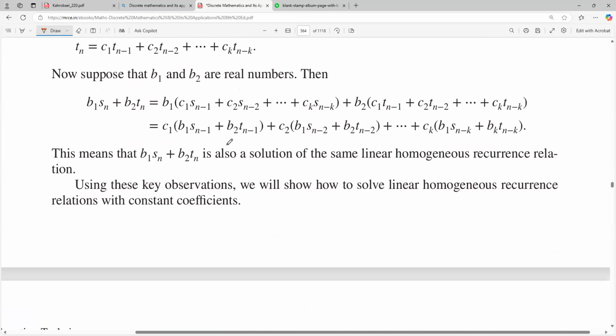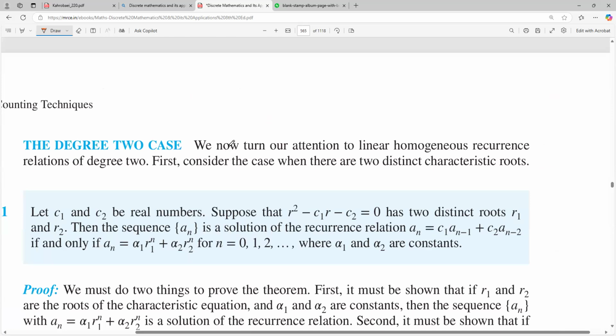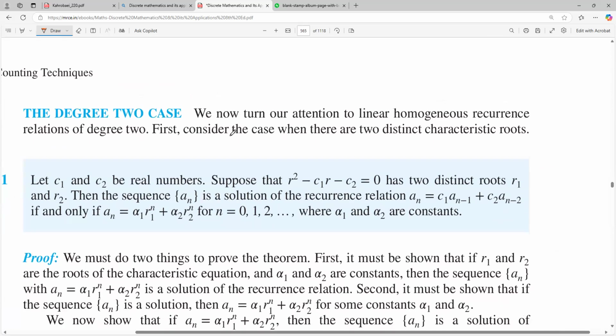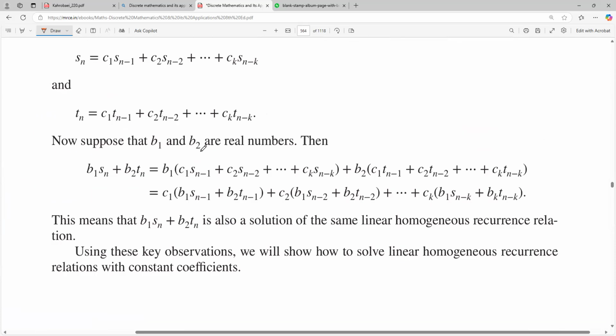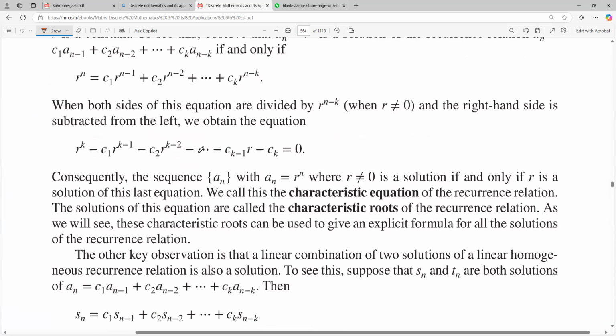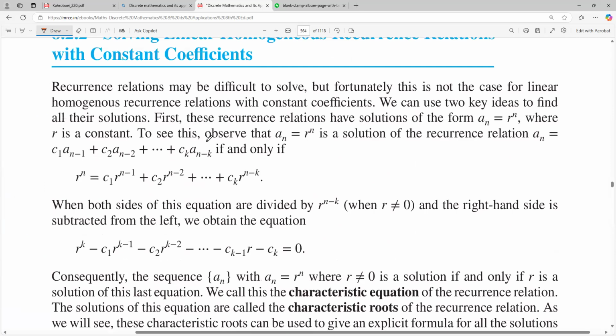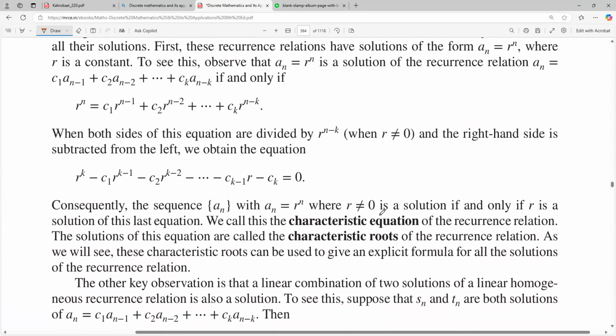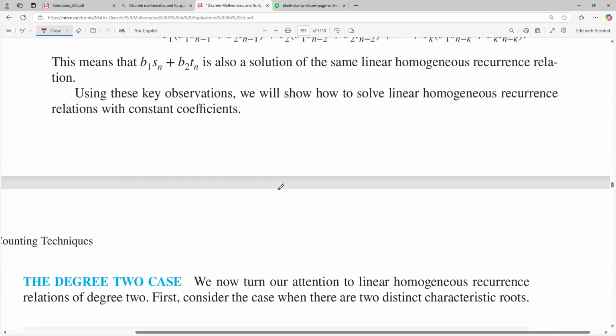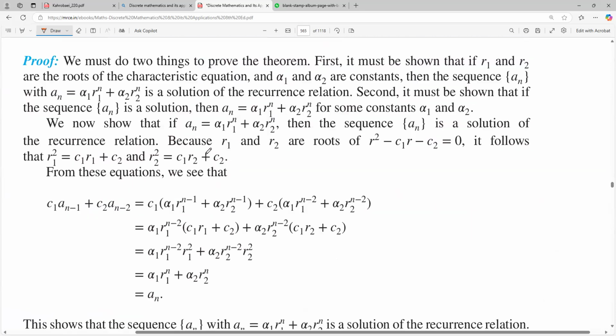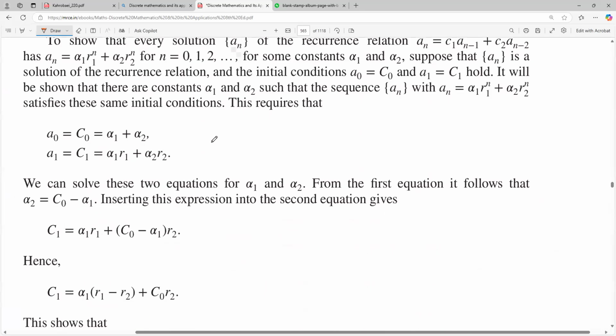Okay, does everyone see these? Everyone's seen these? She went over linear homogeneous recurrence relations. Yeah, she did go over this. Yep. So this is another way of trying to find the explicit formula.